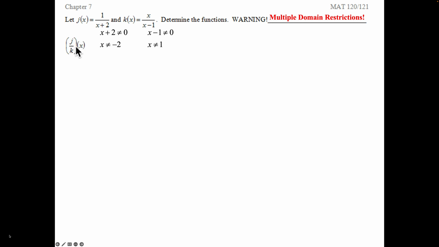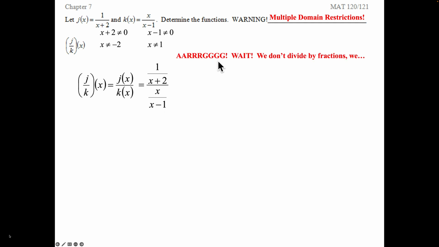All right, so j divided by k of x. j of x over k of x. This can get ugly, so bear with me here. It's going to be 1 over x plus 2 in the numerator and x over x minus 1 in the denominator. This is that complex fractions topic that we saw from section 6.5. Remember, one fraction on the top, one on the bottom. All right, rewrite this as division. We're going to do that type 1 technique.